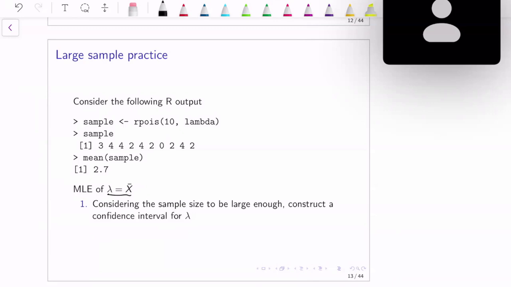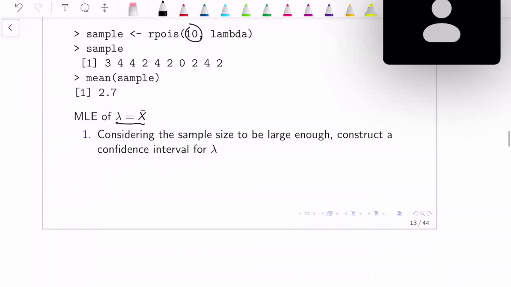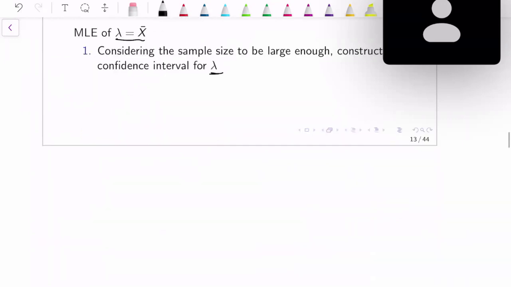All right. I'll go over this problem now. This is sort of a large sample practice where, let's just assume n equals 10 is large enough for this case. So we're asked to calculate the confidence interval for lambda here. So the first thing we need to get is the Fisher info for a Poisson distribution.